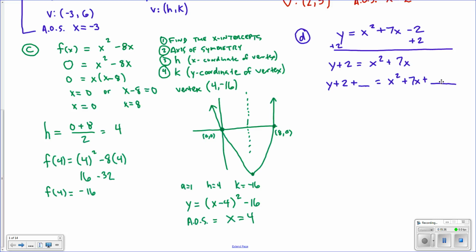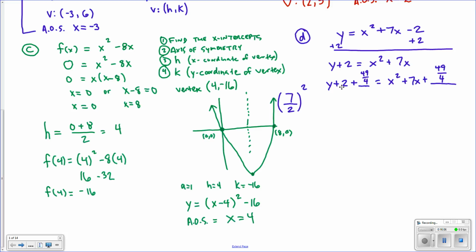So to get our value that's missing here, we're going to take our middle term. We're going to take 7, divide it by 2, and then square it. So 7 squared is 49, and 2 squared is 4. So we have 49 over 4 that needs to be added to each side. Well, that was easy enough there.